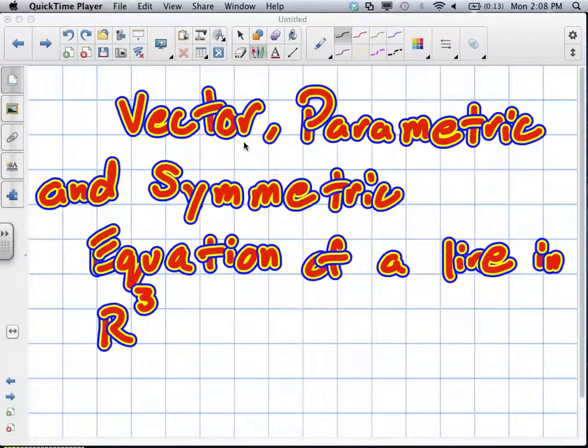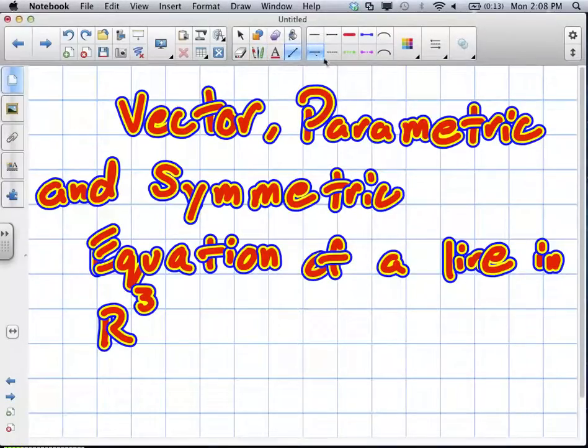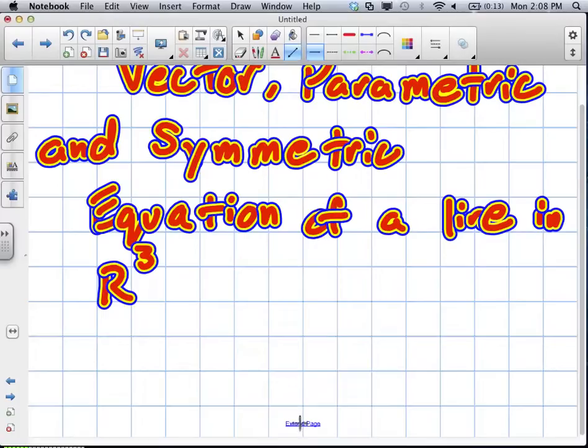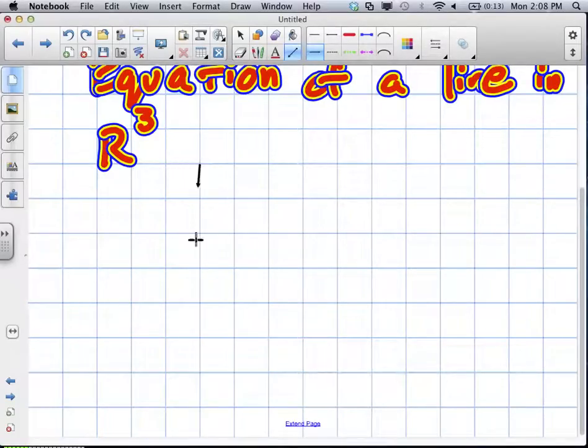All right, vector, parametric and symmetric equations of a line in three space. That's a huge title. Essentially what we're doing is all the stuff we did before, we're just doing it in the third dimension now. So let's bring up essentially the very first example. We'll draw our idea of three space here.